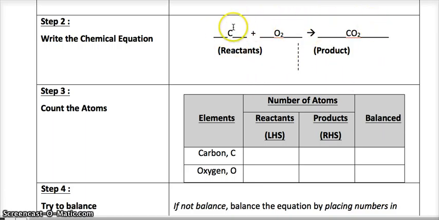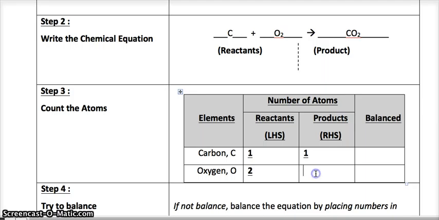Alright, so first of all, you need to include all the elements involved. So in this case, we have carbon and oxygen. On the left hand side, we have 1 carbon atom, and then we have 2 oxygen atoms. Next, on the right hand side, you also need to count the number of carbon atoms. You have 1, and then you need to count the number of oxygen atoms.